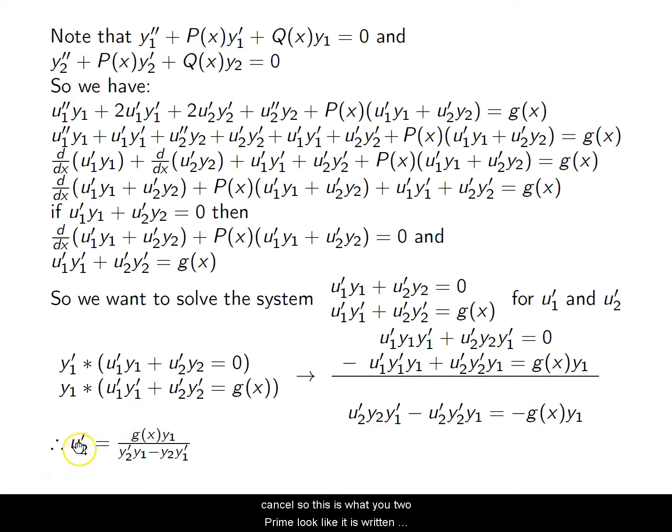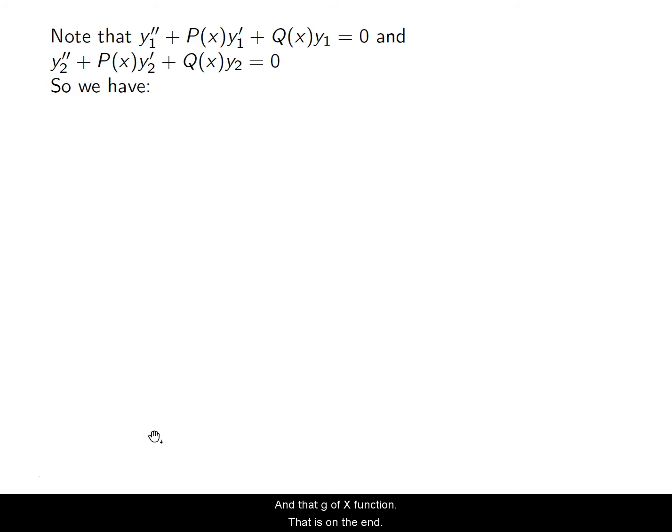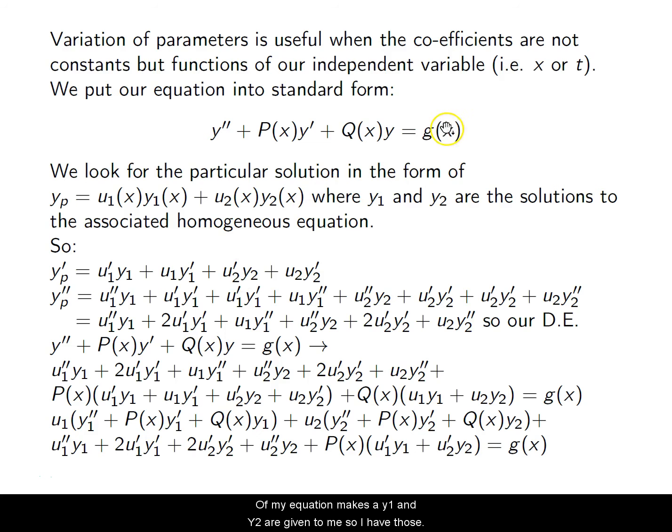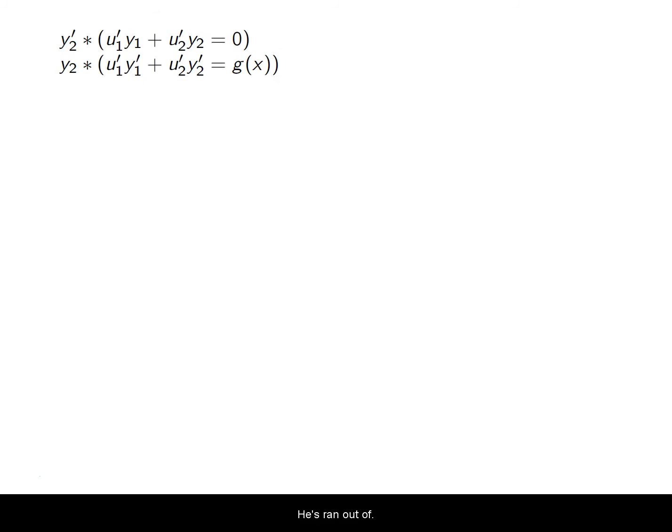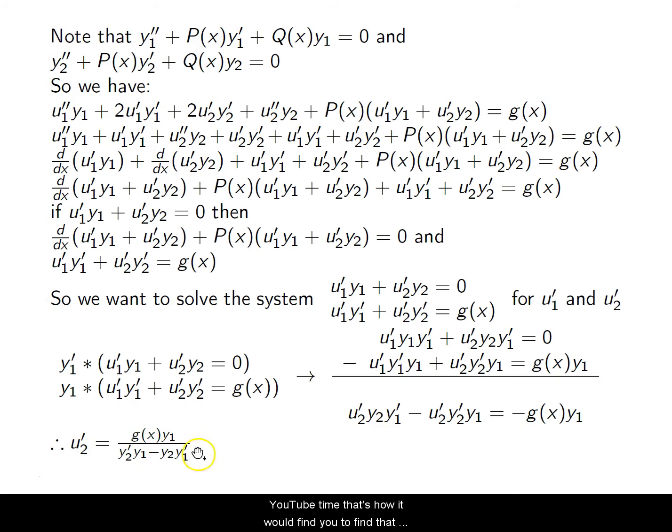So this is what u2 prime will look like. Okay, it is written only in terms of the things that I know. My given solutions, y1 and y2, their derivatives, and that g of x function that is on the end of my equation, right? So y1 and y2 are given to me, so I have those equations, their derivatives, and the function for g of x, right? So that's what my solution is written out of. Okay, u2 prime. So that's how I would find u2 prime. That works all the time, right?